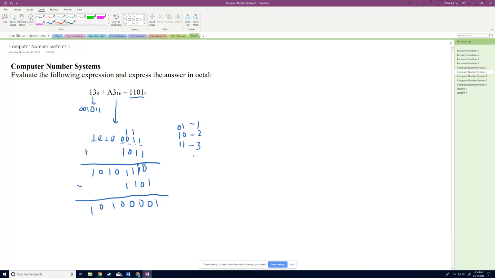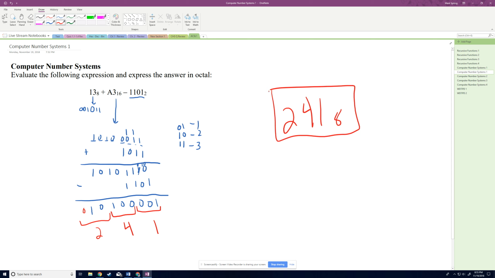Now that's our final answer here, but we have to convert it to octal. So we group them here in groups of 3, basically. This one only has 2, but of course we can just add a 0 to finish it out if you want. So right here we have a 2. This is 4, and this is 1. So yeah, that works out the same, right? 2, 4, 1, base 8. Awesome. All right. So either way, of course, works.